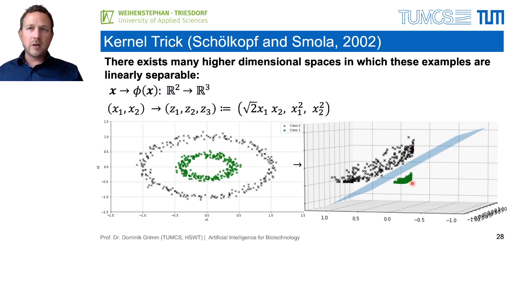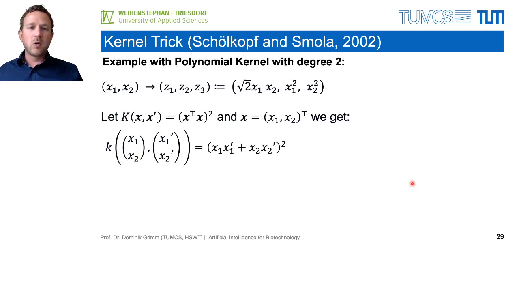So now let's look at the so-called polynomial kernel of degree 2. A polynomial kernel of degree 2 is nothing else than x transposed x, squared. So let's assume now that our vector x contains two features, x1 and x2.